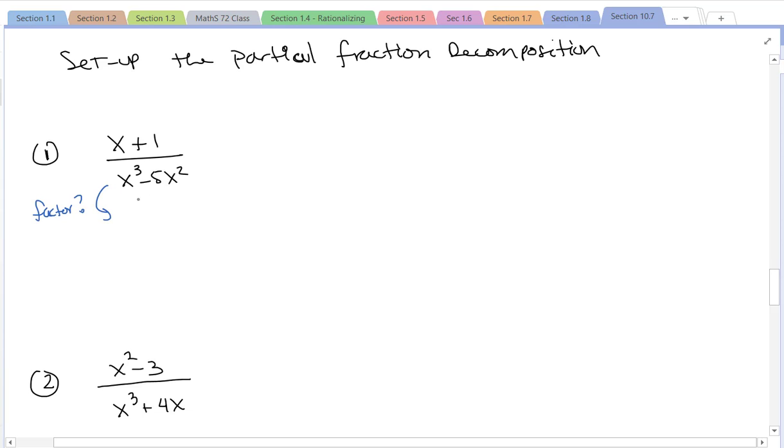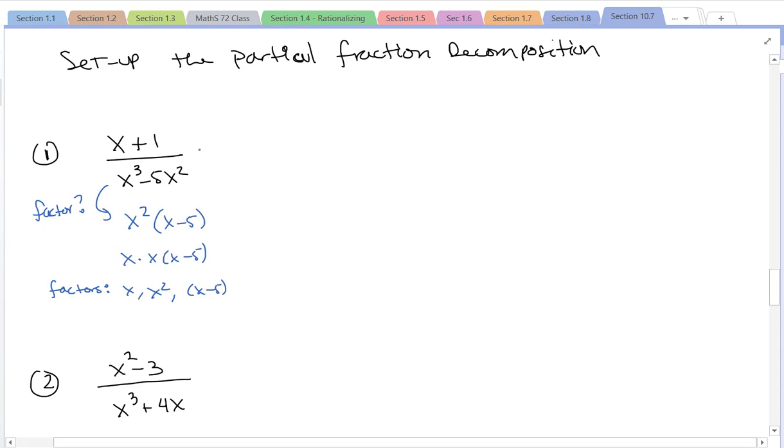Notice I have two terms, so I can factor out the x squared, which leaves me with x minus 5. Now this one's a little bit trickier because I have a square there, and this is a repeated factor. If you really factor it, this is x times x times x minus 5. So x is still a factor, x squared is a factor, and x minus 5 is a factor.